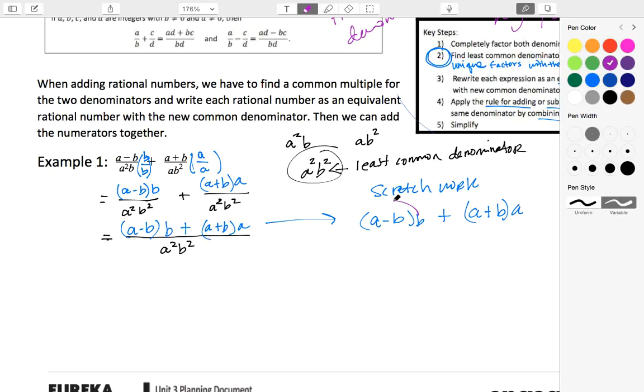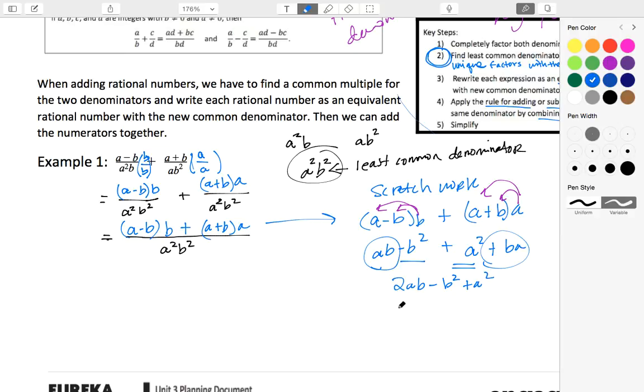So right here, I'm going to distribute the b, and I will get, let's see, ab minus b squared. And then same thing over here, I'll distribute the a, and I will get a squared plus ba, and I'm adding these. So I check to see if I can combine like terms, and I can. This will become 2ab, and these are individual, so I have minus b squared plus a squared, and then I can rearrange them. Okay, and so that's my new numerator.